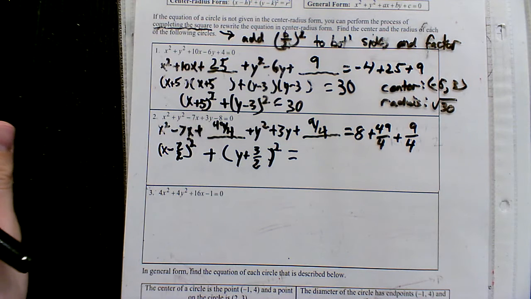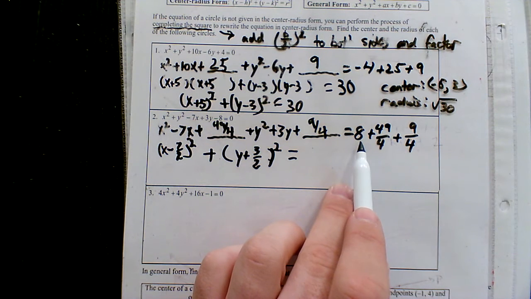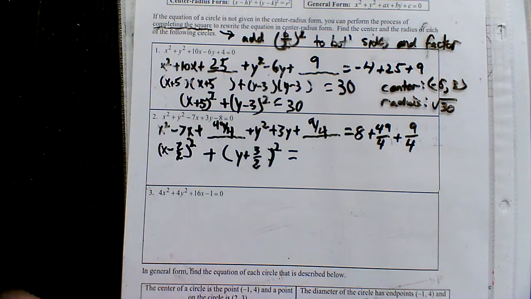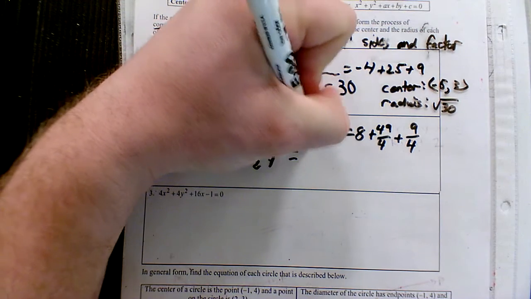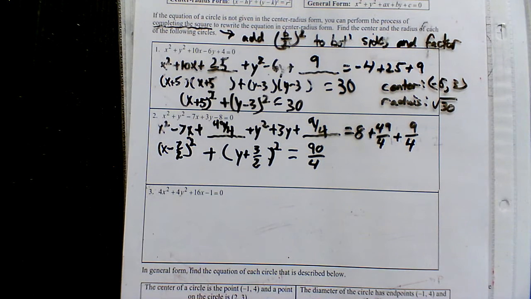And on the other side, we need to add them all together. So if you get the common denominator of 4 on the 8, and you add all of those together, you would get 90 over 4. But you would have to get the common denominator, so multiply 8 by 4.